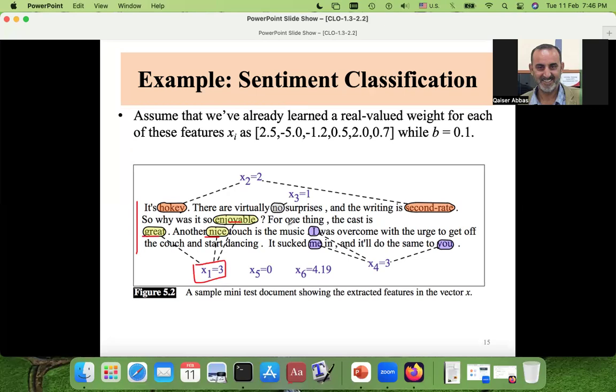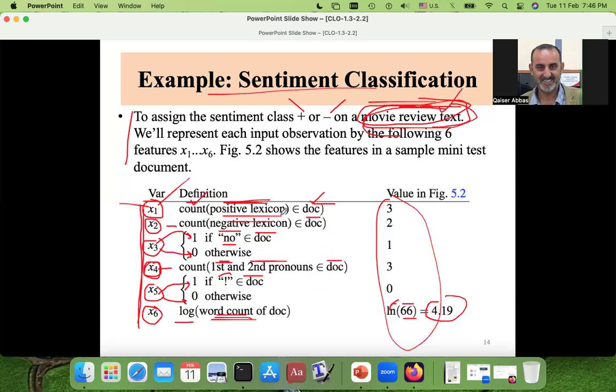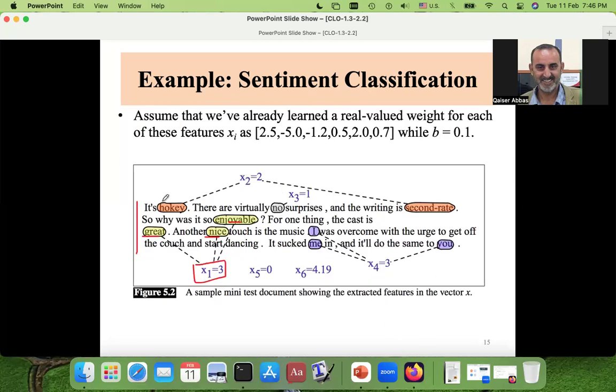Now, x2 was what? x2 was the count of negative words. So now, this is a negative word, hokey, and this is second rate. Hokey is a negative word, and second rate: the movie was second rate. That is a negative word, and you counted it, and now x2 will have the value 2. This is your second variable.